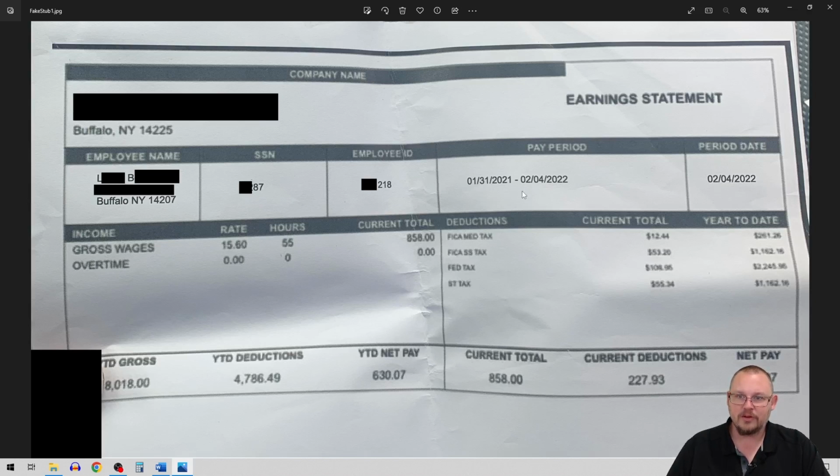This is also interesting because they used the pay period of 1/31 to 2/4, and they said that their pay period date was 2/4 as well. I'm assuming that they mean the payment date was 2/4, which is pretty atypical. We'll get into more of that on another one. But this is just a really, really bad example of a fake pay stub. The quality of this one is very poor. This one was easy to spot. We're going to take a look at a couple more here, though, that are significantly more difficult to find those red flags on.